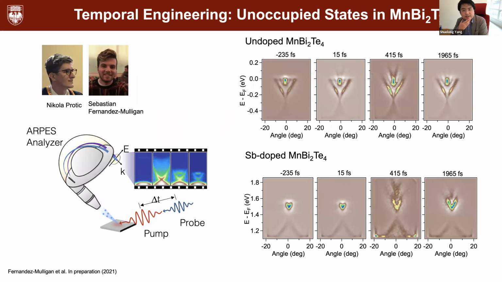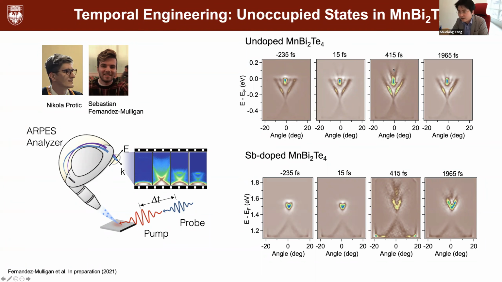I'll just quickly discuss our temporal engineering. This is our time resolved study to resolve the unoccupied states in manganese bismuth telluride. For this study, we used our time resolved technique, and it was led by my students Nicola and Sebastian. We basically shot movies of the electronic structure from both undoped manganese bismuth telluride and antimony doped manganese bismuth telluride. The first observation you can immediately see is that you can clearly see the occupation of the normally unoccupied states of this band structure. And that's the first accomplishment, that we can directly induce the unoccupied states very clearly.